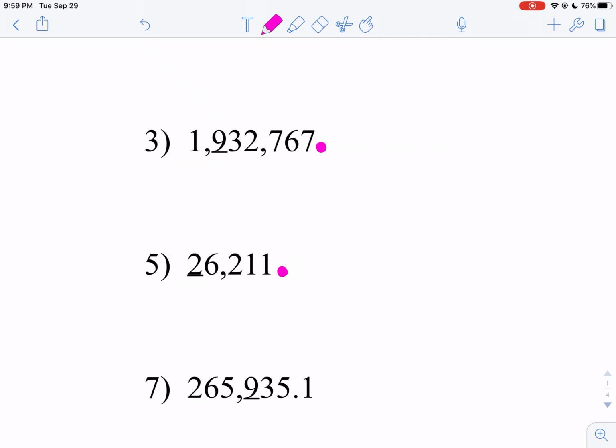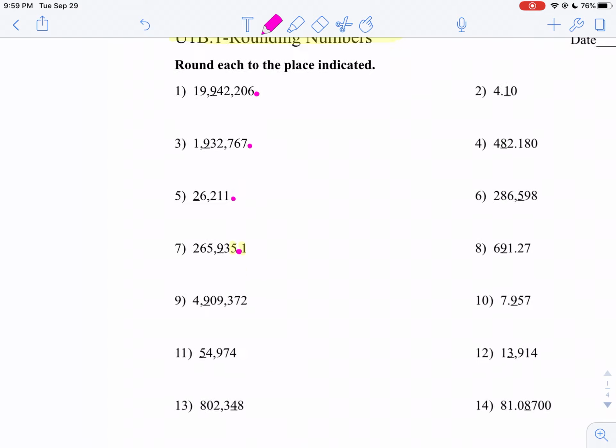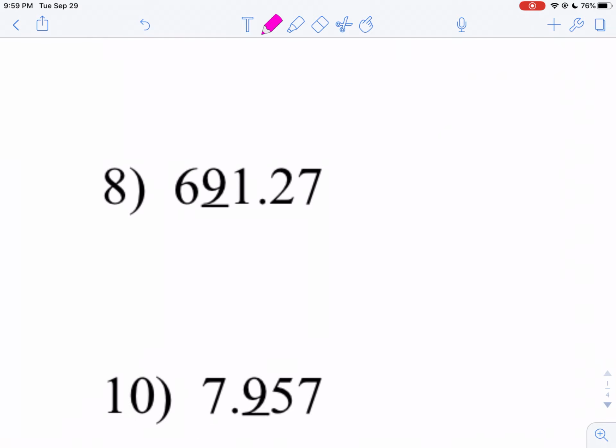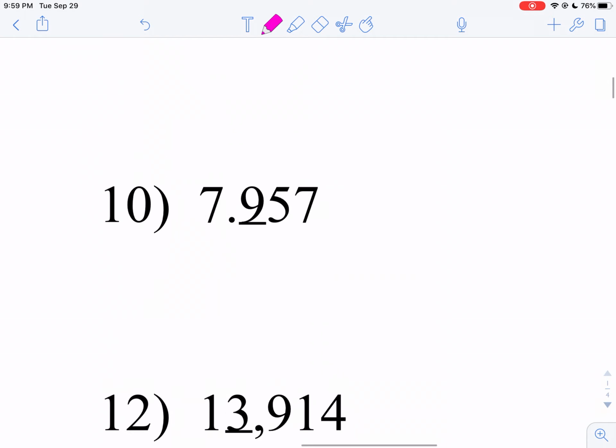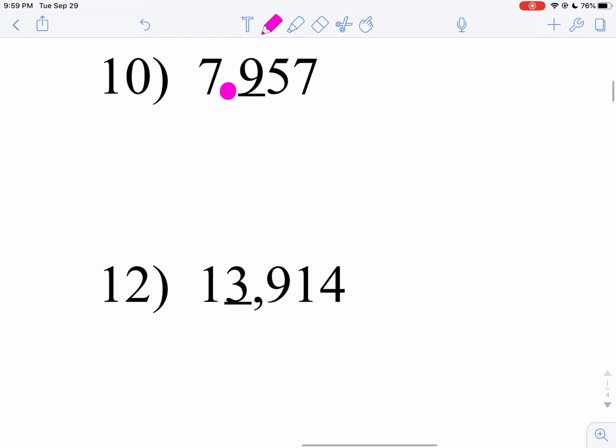Number 5, I don't see a decimal, so the decimal point is after the 1. Number 7, there is a decimal. The decimal point is between 5 and 1, right here between those two numbers. It's very important for you to locate the decimal point. Number 8, there is a decimal point between 1 and 2. Number 10, the decimal point is between 7 and 9. And number 12, there's no decimal point, so therefore it must be at the end.